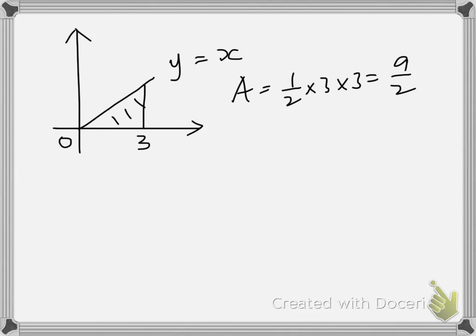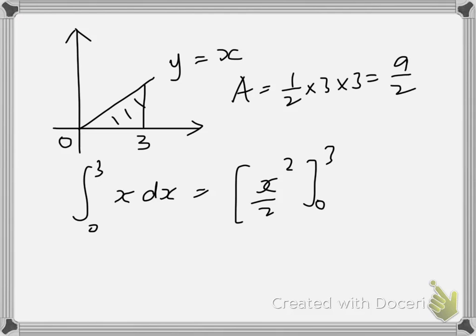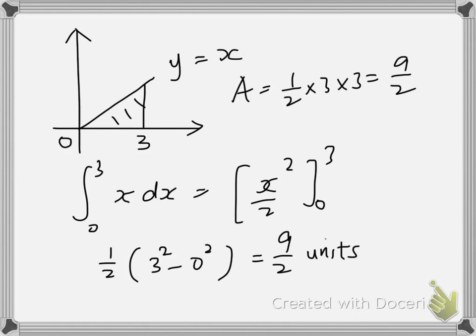Now if you're going to integrate here, you integrate x dx because that is y there, right? So from 0 to 3, yes? So which is x squared over 2, right? From 0 to 3, yes? So it's half. So x squared, it will be 3 squared minus 0 squared, yes? Which is 9 over 2 unit square. That's exactly the same as how you would have done it using a straight line.